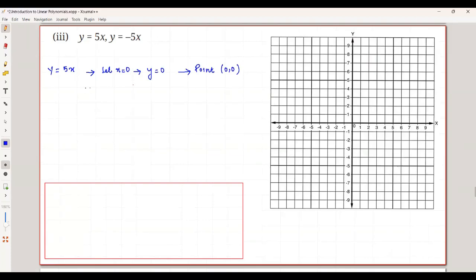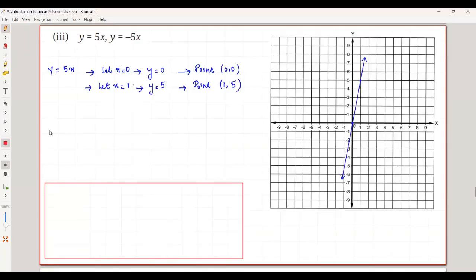I am taking the next point. Let x is equal to 1. So 5 into 1 is 5, so y is equal to 5. Therefore the point will be 1 comma 5. So draw the line. This is 0 comma 0, and this is my 1 comma 5.